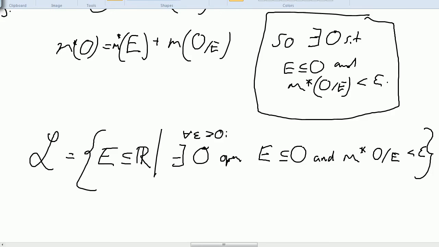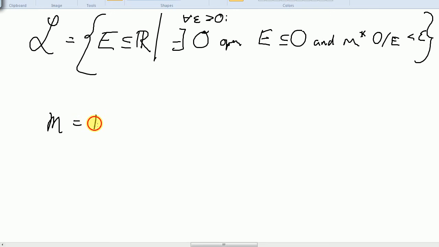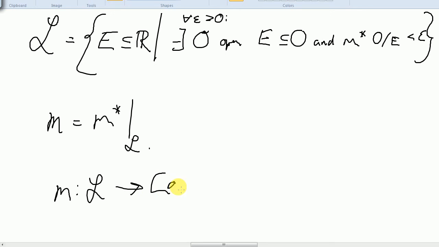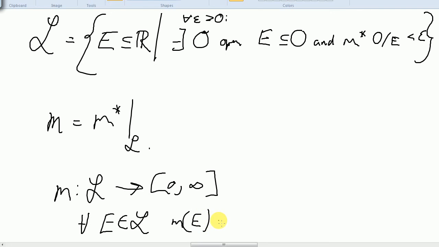And what we're going to do is let M be M star restricted to L. That is, we're going to let M be a function from L to [0, infinity], where for all E in L, since L is a collection of sets, the measure of E, which we'll define to be the Lebesgue measure, is equal to the Lebesgue outer measure of E. And if E is not in L, well, we just won't worry about it.